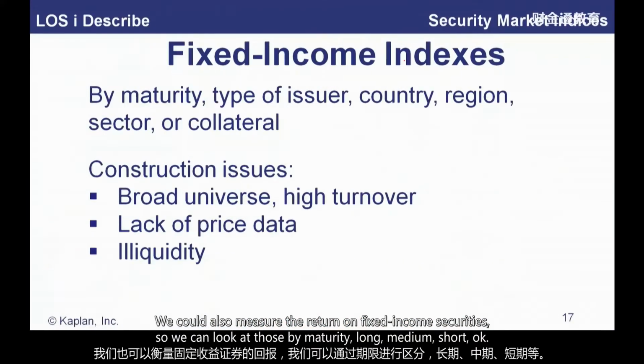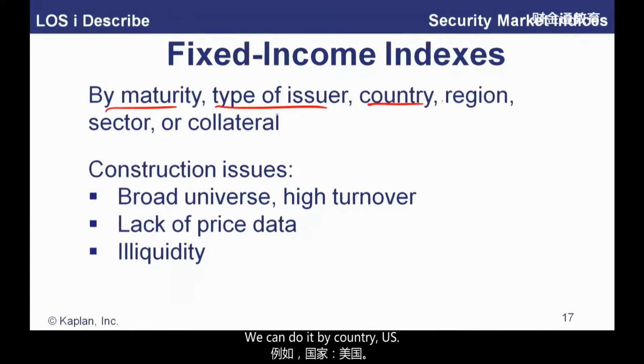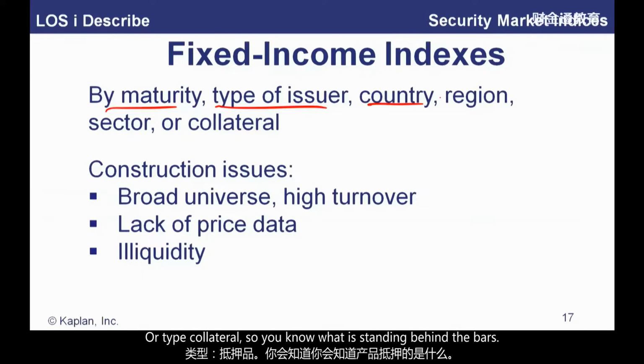We can also measure the return on fixed income securities. So we can look at those by maturity, long, medium, short. Okay, we can do it by the type of issuer, investment grade, non-investment grade, sovereign. We can do it by country, U.S., region, South and Latin America. Sector, again, so economic sector or type of collateral. So, what is standing behind the bonds.